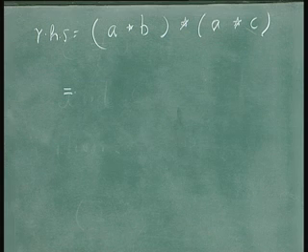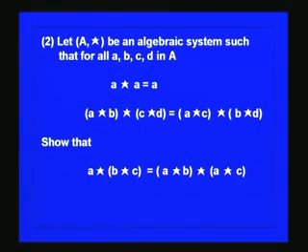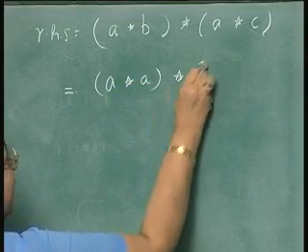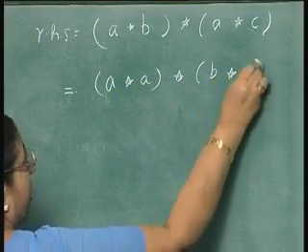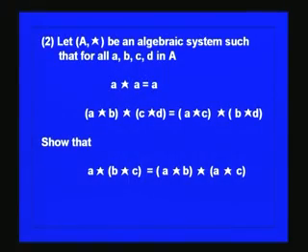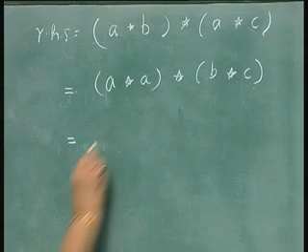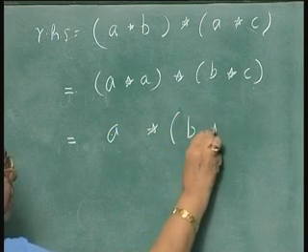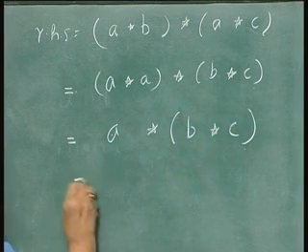Now, use this rule. This rule is (A star B) star (C star D) is equal to (A star C) star (B star D). We use this rule, you will get this is equal to (A star A) star (B star C). But we are also given that A star A is A. So, make use of that, then you will get A star (B star C), which is the left hand side.